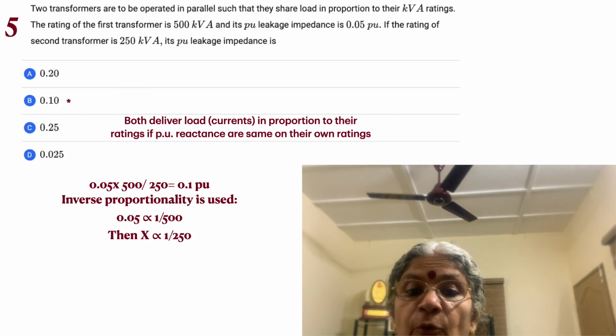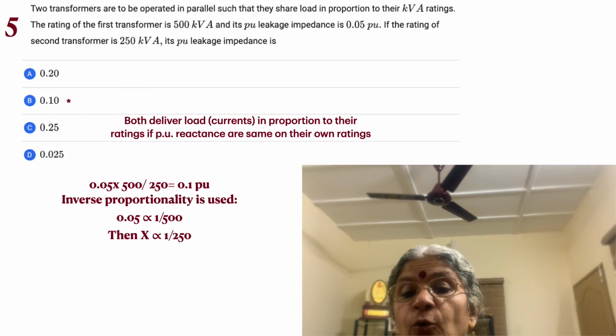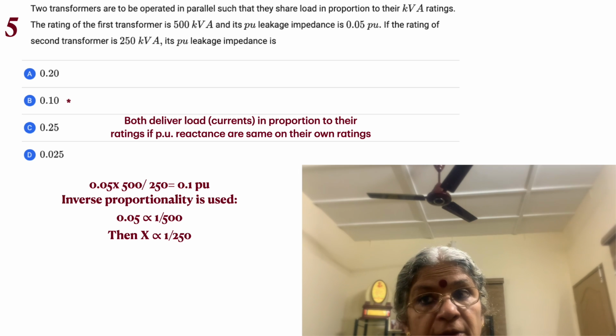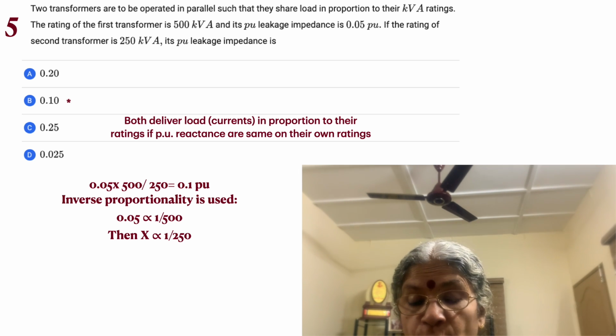Moving on to the fifth problem. Two transformers are to be operated in parallel such that they share load in proportion to their KVA rating. This is different. They are supposed to share load in proportion to their KVA rating. There we have a rule. So that rule will be stressed upon.